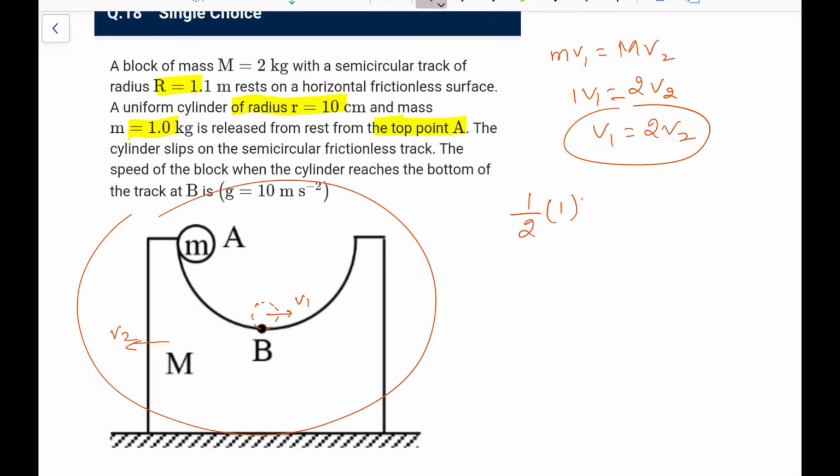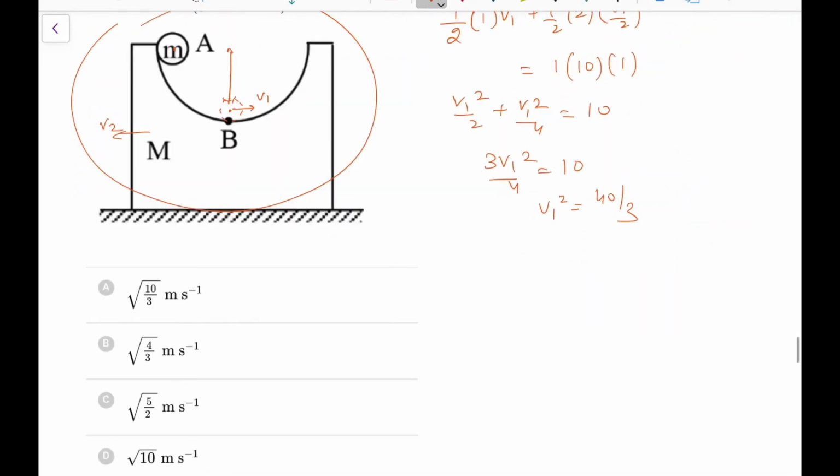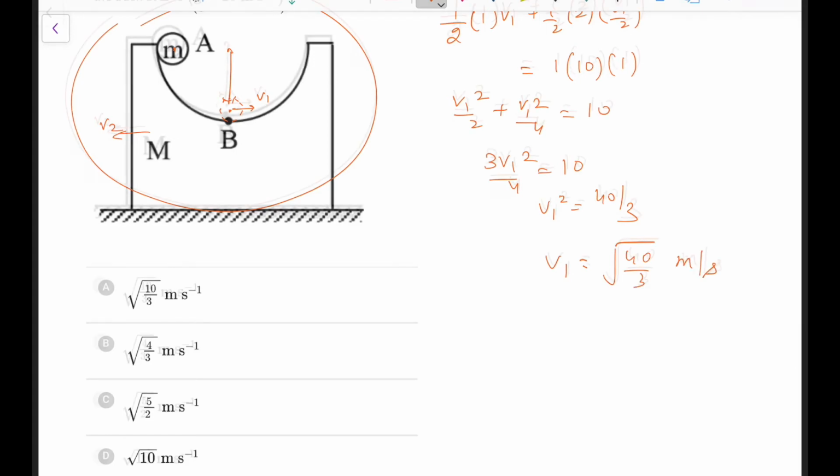And the gain in kinetic energy, half into 1 into v1 square plus half into 2 into v2 square, where v2 would be v1 by 2, would be equal to the loss in potential energy, which, if I take the center's displacement, would not be 1.1, it would be 1.1 minus 0.1, that is mgh, that is 1 into 10 into 1 meter fall. So what we are left with, v1 square by 2 plus v1 square by 4 equals 10. So 3 v1 square by 4 equals 10. So v1 square is 40 by 3, so v1 comes out as root of 40 by 3 meter per second.